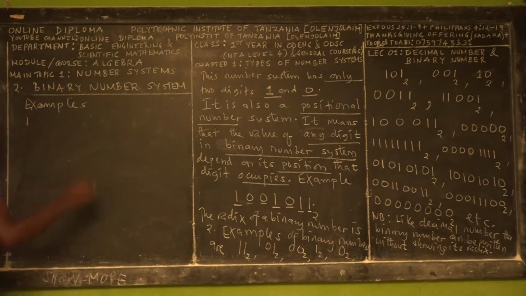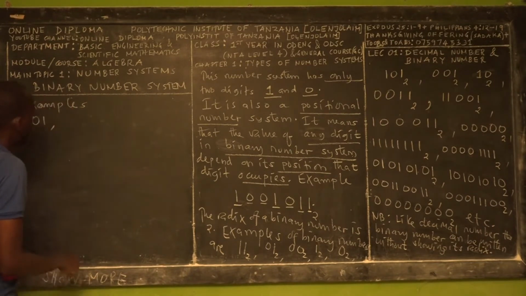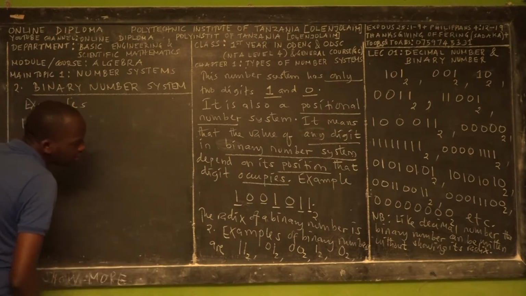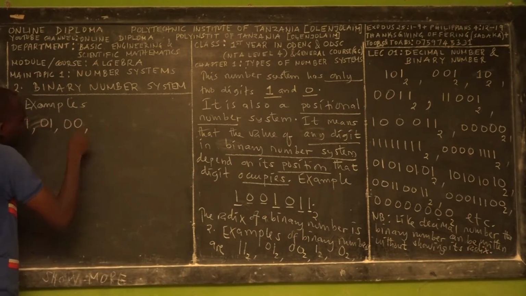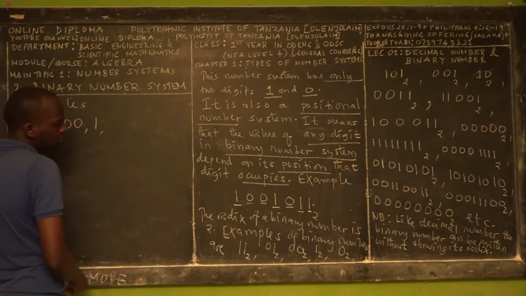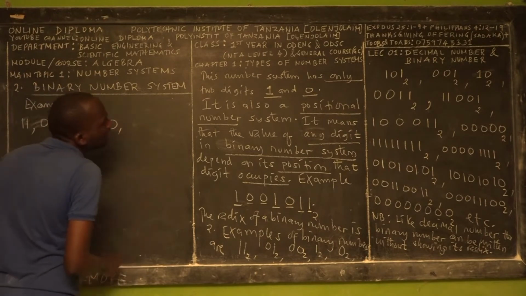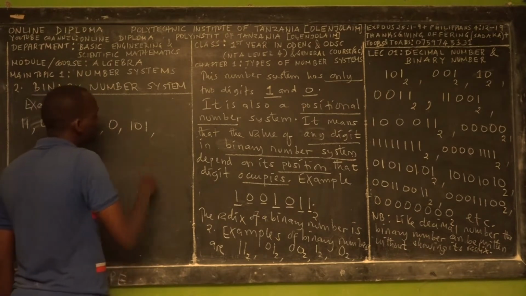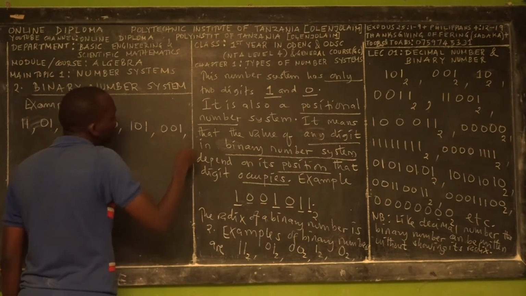For example, the first binary number is 101, so you can write it without having base 2. The next one is 11, so we can write 11 without base 2. Then 01 without base 2. Then 00, then 1, then 0, then 101, then 001, all without base 2.